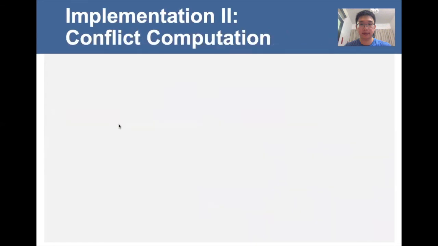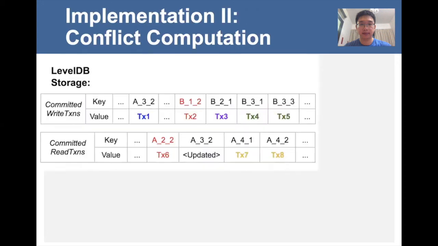To efficiently compute the conflicts for a new transaction, we employ a multi-version storage at the order side. The storage consists of two data items, committed write transactions, CW for short, and committed read transactions, CR for short, to index previously committed transactions. The key of CW consists of the concatenation of a record key and the commit sequence of the transaction that updates this record's value.